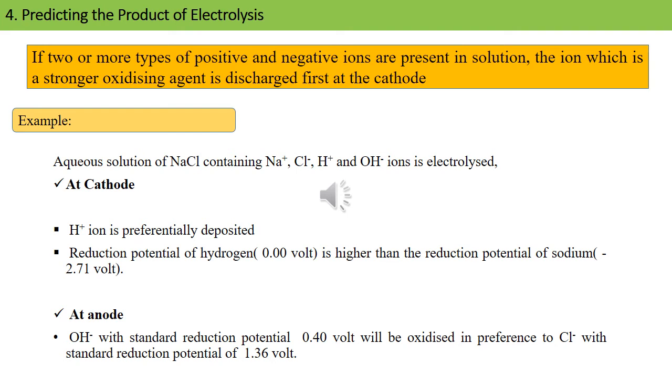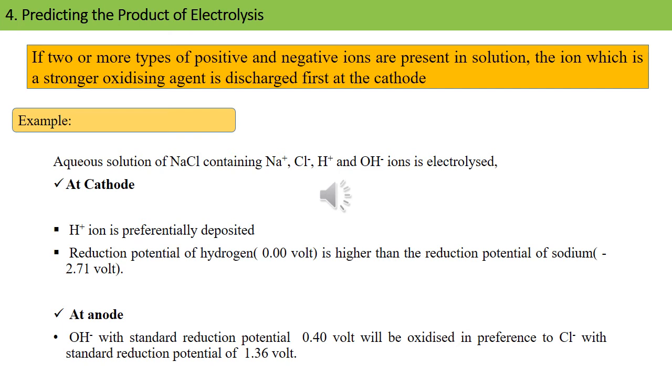So, if you have an aqueous solution of NaCl, then it contains Na+ and H+ as cations, Cl- and OH- as anions. When it undergoes electrolysis, at the cathode, H+ and Na+ ions will be there. Out of this, H+ is preferentially deposited because the reduction potential of hydrogen is higher than that of sodium, because sodium has a reduction potential value of -2.71 volt.